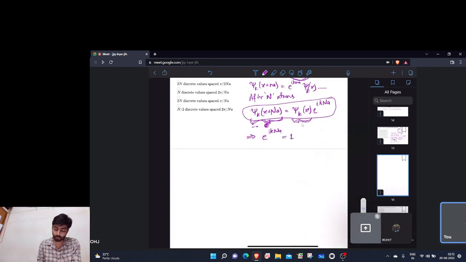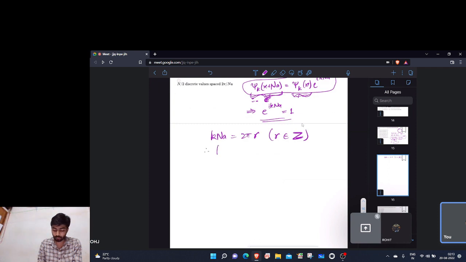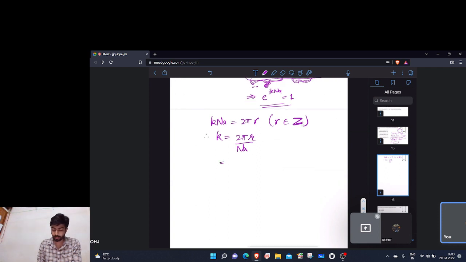And when such an expression becomes 1, we know that the argument, that is k N a, has to be a multiple of 2 pi, 2 pi r, where r is an integer. So the allowed value of k would be 2 pi r divided by Na. If one puts values of r here, for r equal to 0, k becomes 0, and when r is 1, k is 2 pi by Na, and since r is an integer, r can be minus 1, so we have plus minus 2 pi by Na. Similarly, we also have plus minus 4 pi by Na, then plus minus 6 pi by Na, and so on.